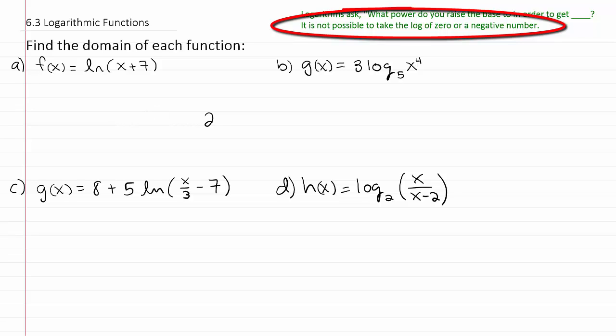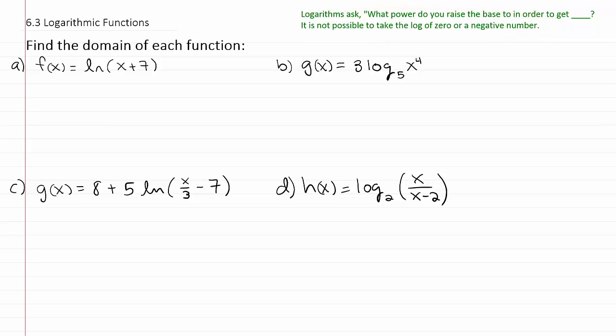So remember that we have a new restriction on the domain now that we didn't have before. We used to only worry about fractions or radicals. Now we have to worry about logarithms as well, and we have to know that the inside of the log, in other words, this piece here, must always be greater than 0. So it can't be 0 and it can't be negative. So in order to determine the domain for this function, we have to show that x plus 7 is always greater than 0.